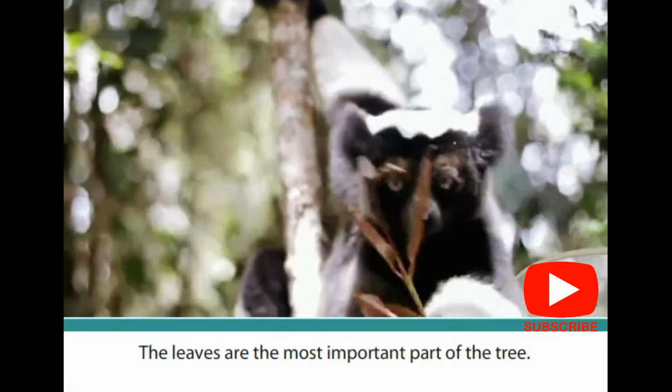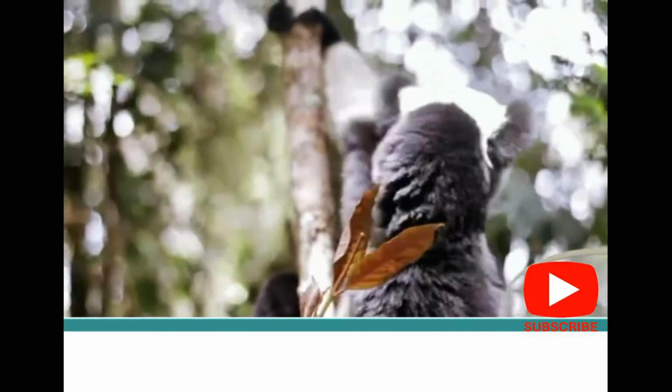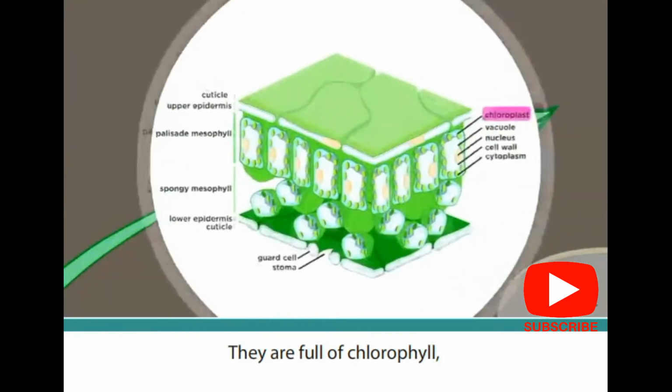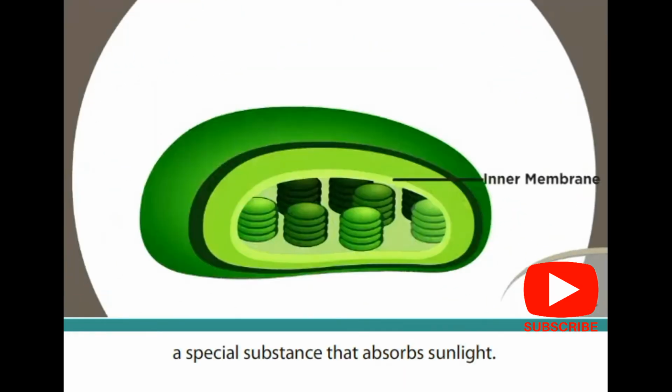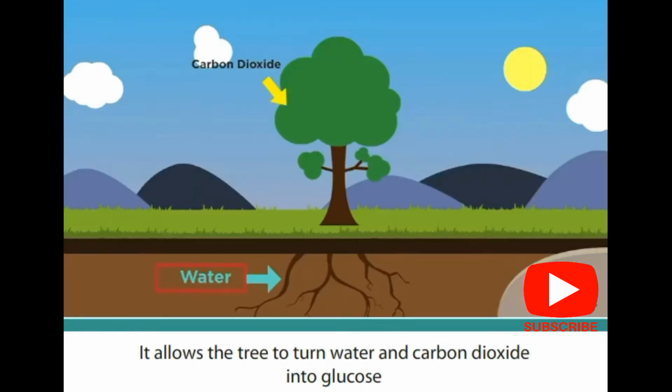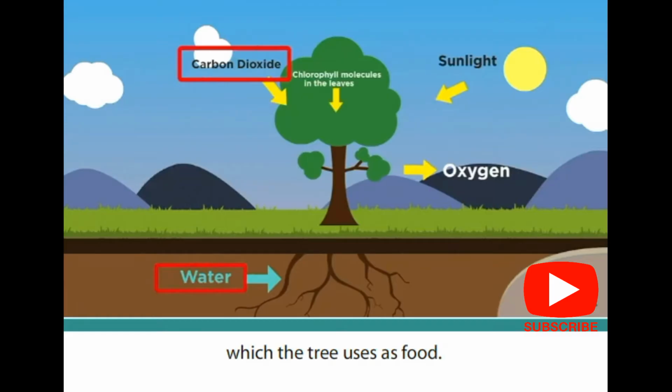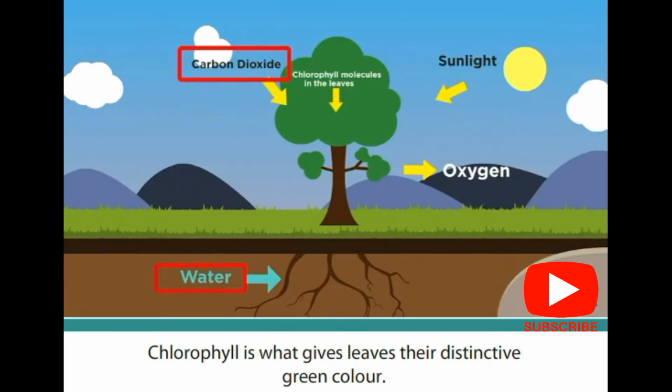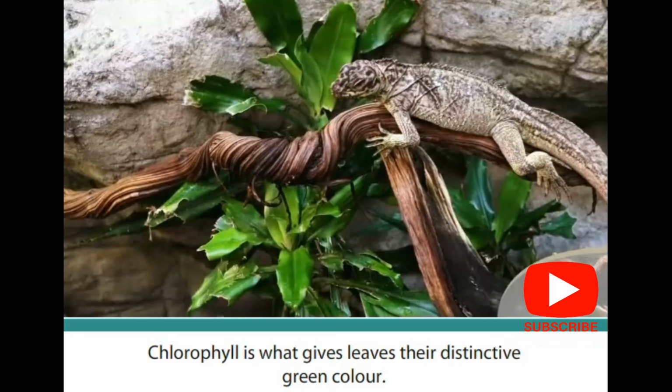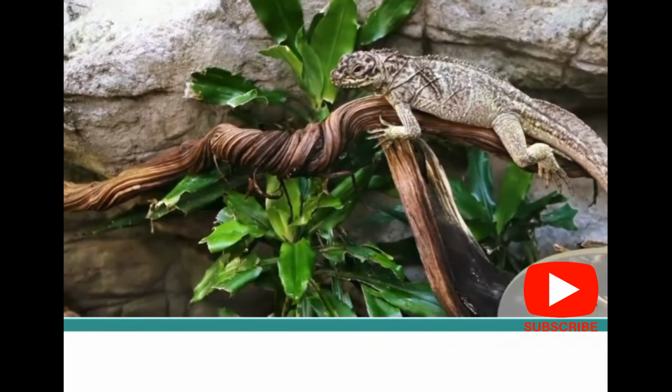The leaves are the most important part of the tree. They are full of chlorophyll, a special substance that absorbs sunlight. It allows the tree to turn water and carbon dioxide into glucose, which the tree uses as food. Chlorophyll is what gives leaves their distinctive green color.